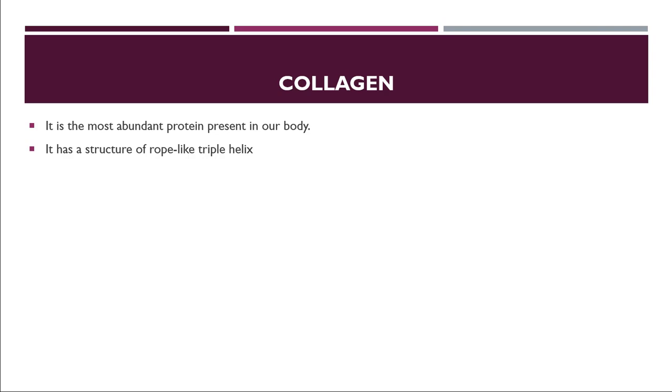Okay. Now, collagen. Collagen is the most abundant protein present in our body. It has a structure of rope-like triple helix. So look at the picture. You have an orange alpha helix there, a blue alpha helix there, and a green alpha helix there, and they are coiling around each other and making a braid kind of structure, right?